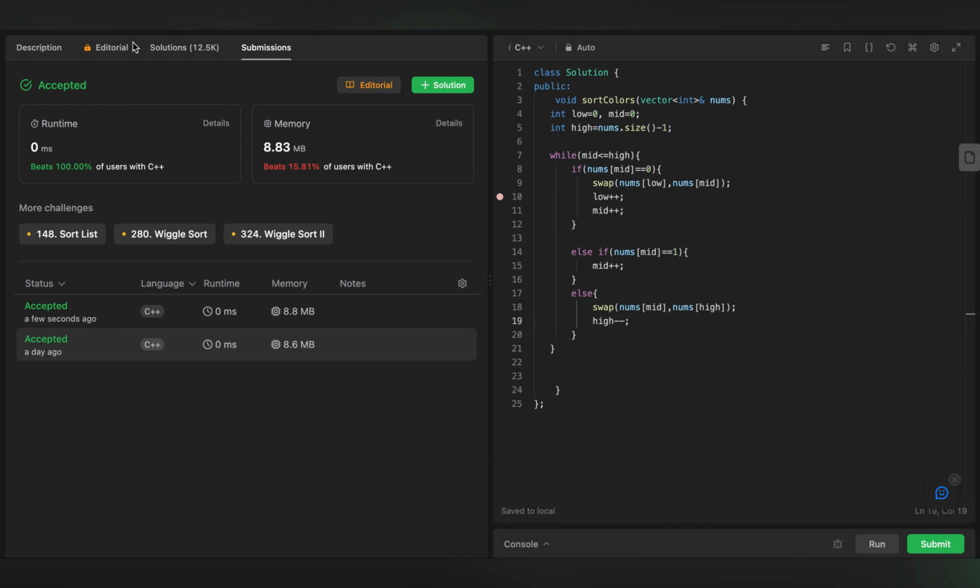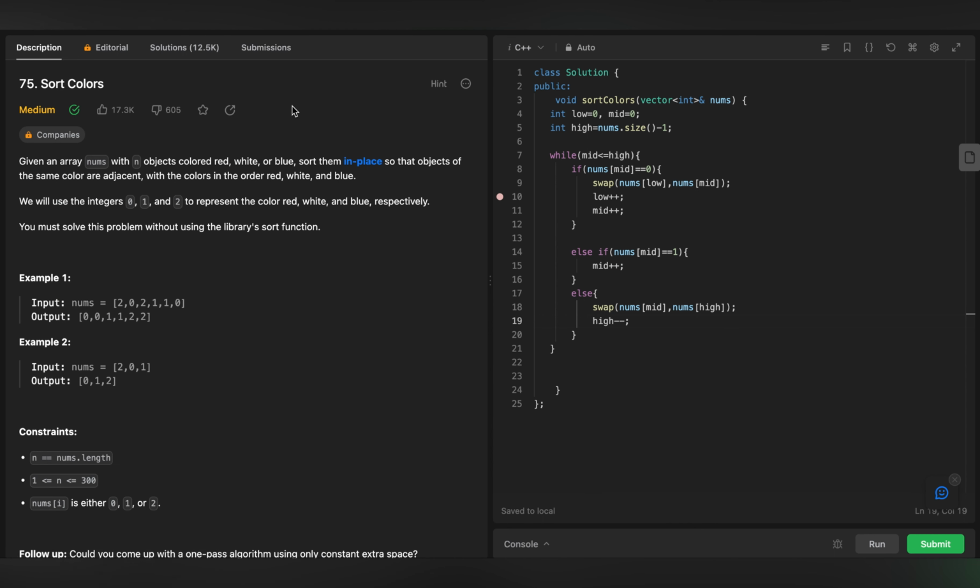So coming to the time and space complexity, there is a single while loop, so the time complexity will be big O of n and the space will be big O of 1, as we are not using any extra space. So hence it is the most optimal solution.